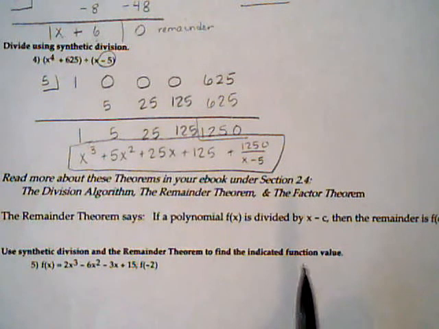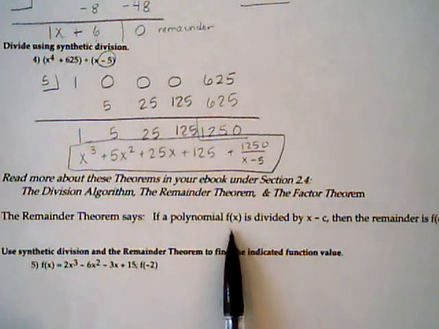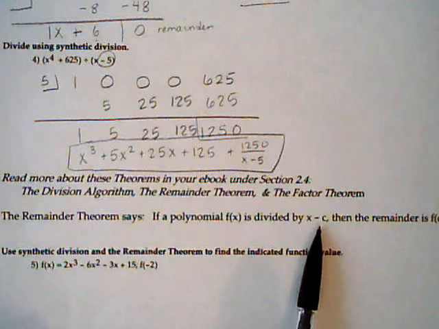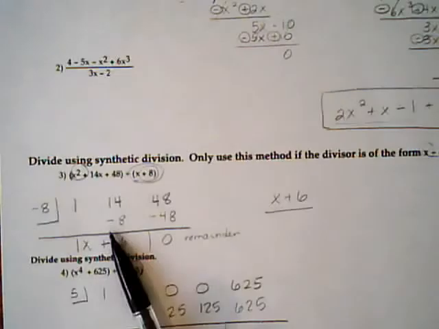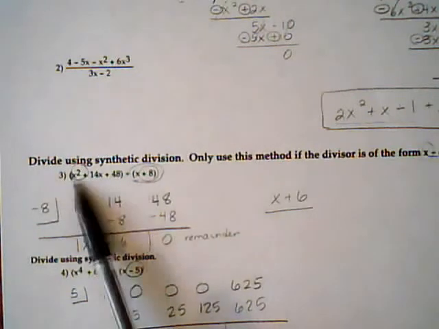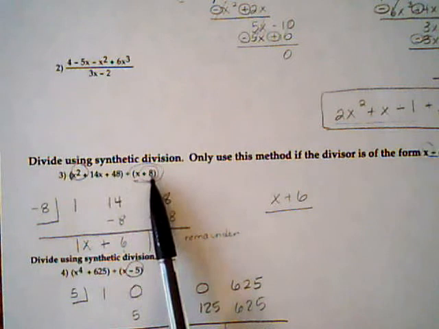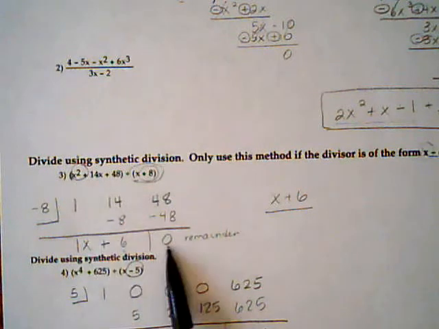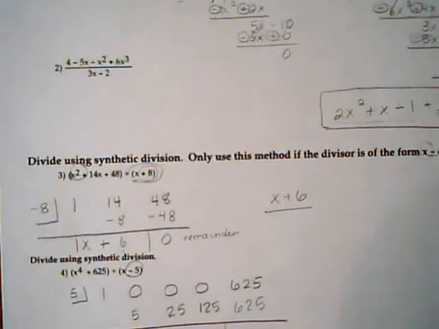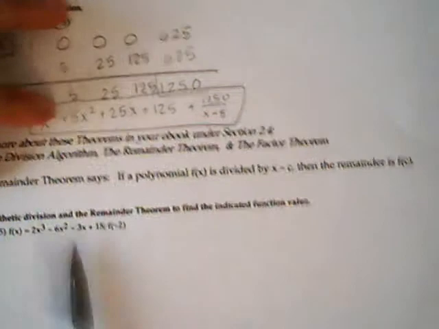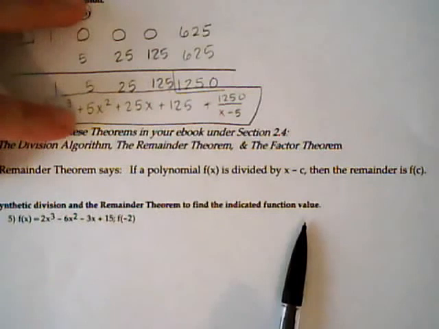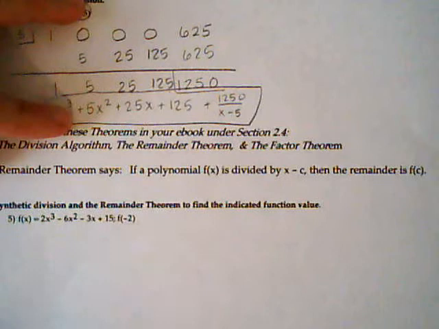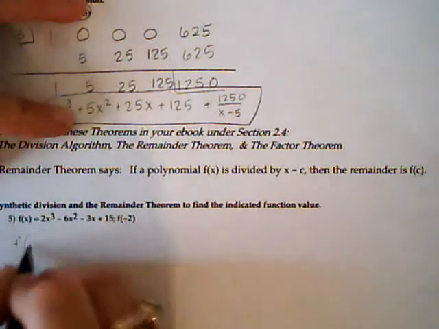The first one we're going to talk about is the remainder theorem. It says if a polynomial f of x is divided by x minus c, then the remainder is f evaluated at c. So we could go back, look at some of the problems we've done up here, and if I took this function that I divided here and evaluated it, plugging in my c value, that would give me what my remainder is. Okay? So if I look at my example 5, it says use synthetic division and the remainder theorem to find the indicated function value. On the homework, they just want you to evaluate f at -2.